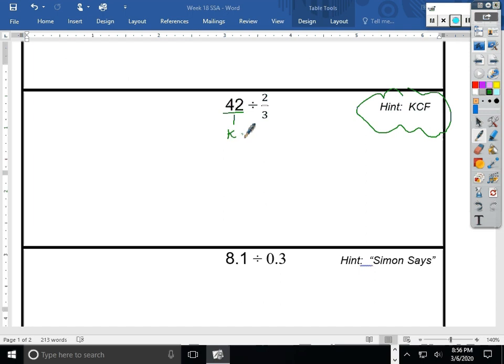And I'm going to line up my letters, keep, change, flip here to kind of help you out. This K tells me to keep the first fraction. So I'm going to keep the 42 over 1. The C tells me to change from division to multiplication, or its inverse operation, I should say. And the F tells me to flip or write the reciprocal of 2/3, which is 3/2.